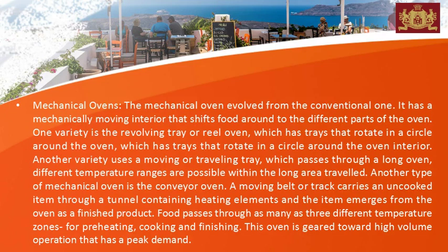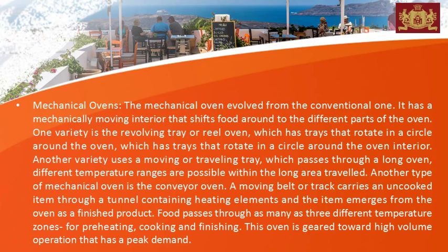Mechanical ovens. The mechanical oven evolved from the conventional one. It has a mechanically moving interior that shifts food around to the different parts of the oven. One variety is the revolving tray or reel oven, which has trays that rotate in a circle around the oven interior. Another variety uses a moving or traveling tray, which passes through a long oven. Different temperature ranges are possible within the long area traveled.